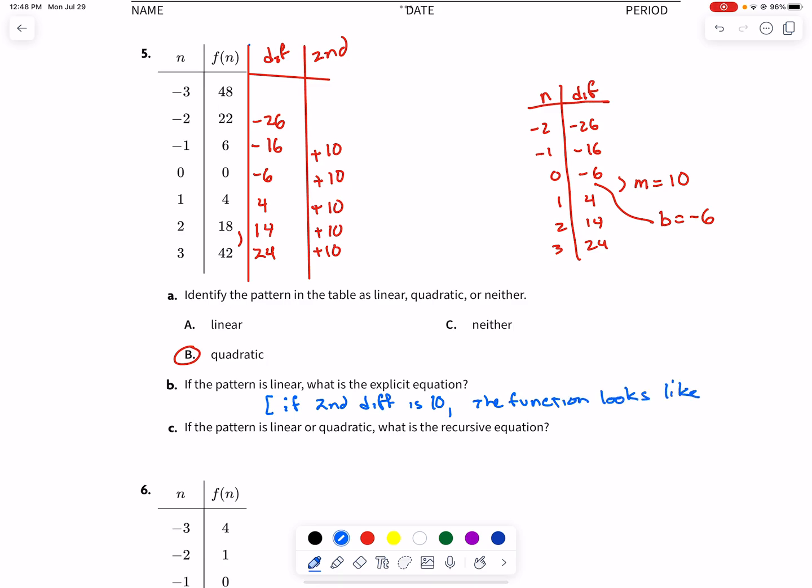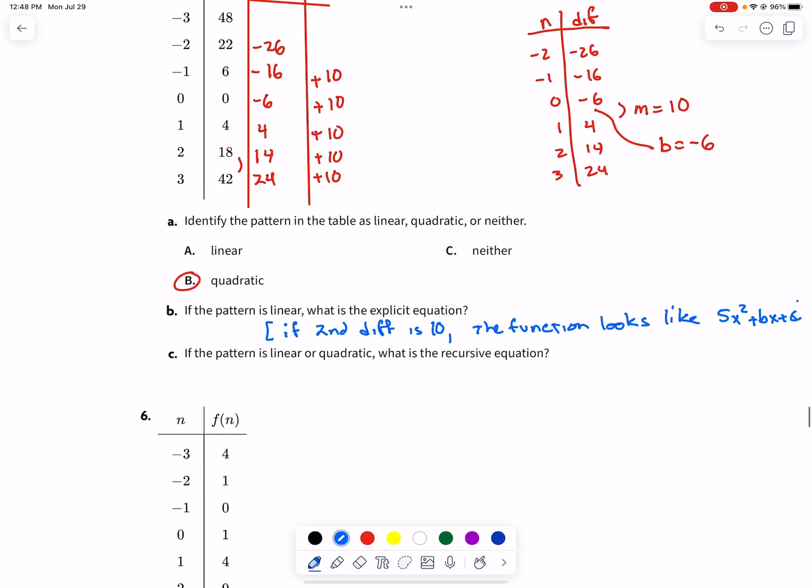you can probably guess that 5x squared plus bx plus c. Okay, it's quadratic, so there's a recursive equation. So we have, remember, don't do the differences for the quadratic equation.